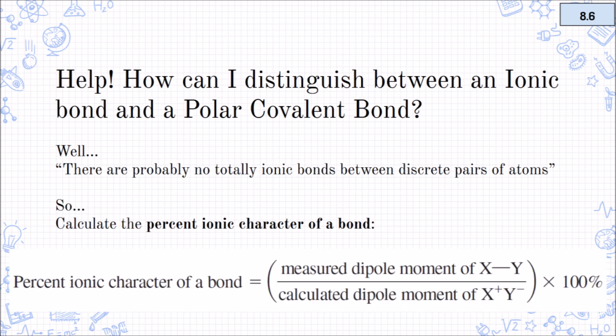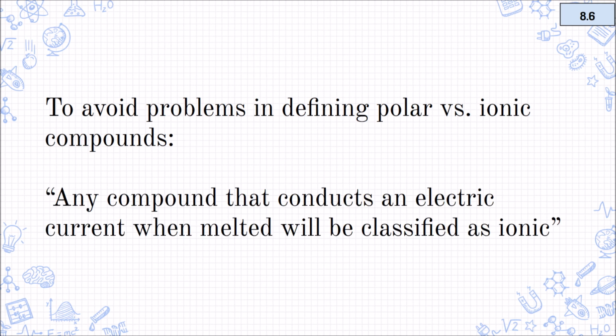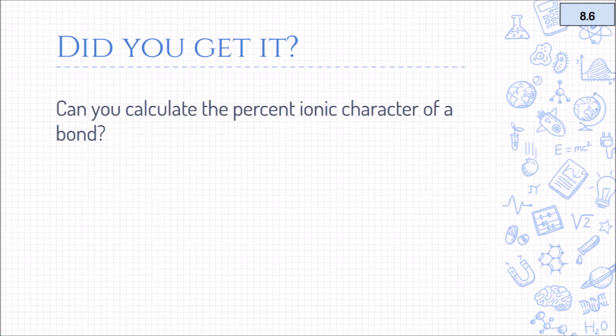The formula is the measured dipole moment divided by the calculated dipole moment. Just know this simple formula. I've never seen it show up, but that doesn't mean it won't show up for you. Well, now we have a problem. Since everything is ionic or polar to a certain degree, how the heck do we differentiate between them? Well, Zumdahl says, don't worry. Any compound that conducts an electric current when melted will be classified as ionic. And that's all for section 8.6.